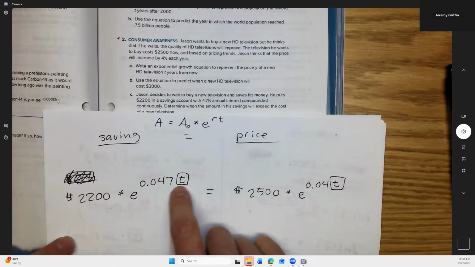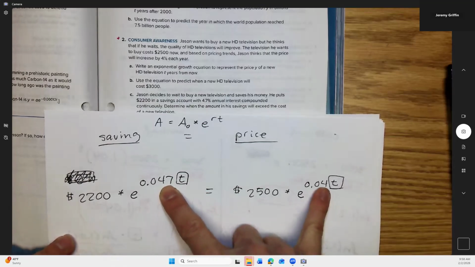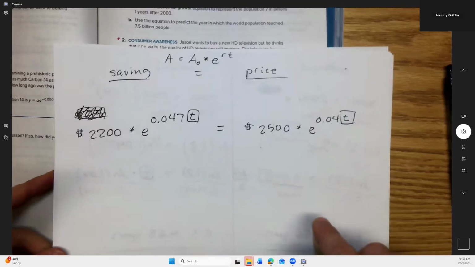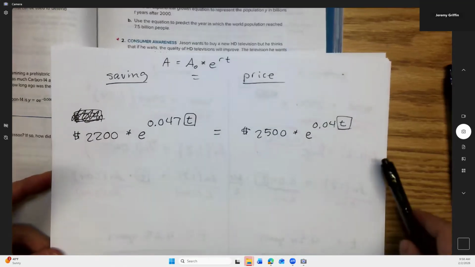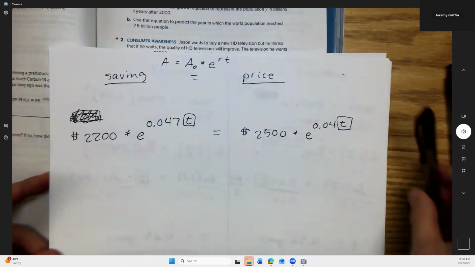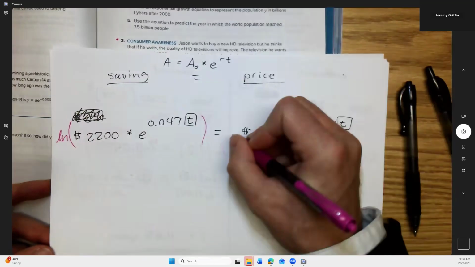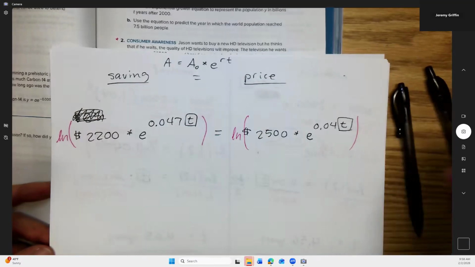Okay. So it looks like he's earning interest faster than the price of the TV is going up. Right, 4.7 compared to 4%. All right. So at some point, I'm going to have to apply a logarithm. Here, I may as well just do that now. Let's take natural log of both sides. Natural log of this side, natural log of this side. Okay.